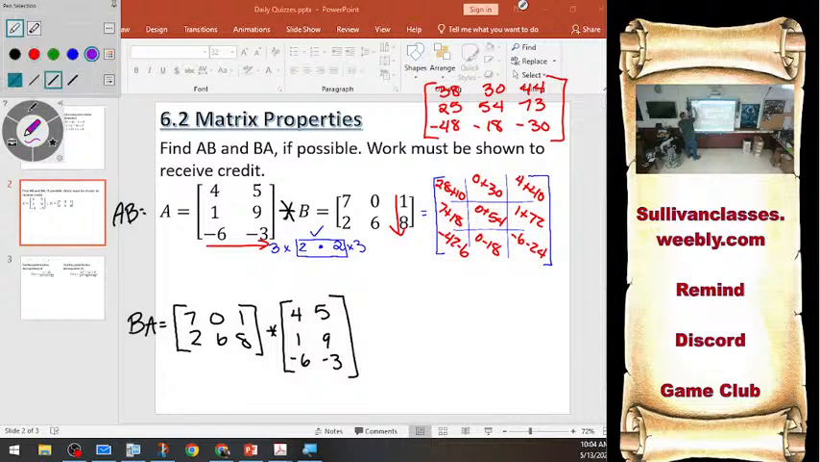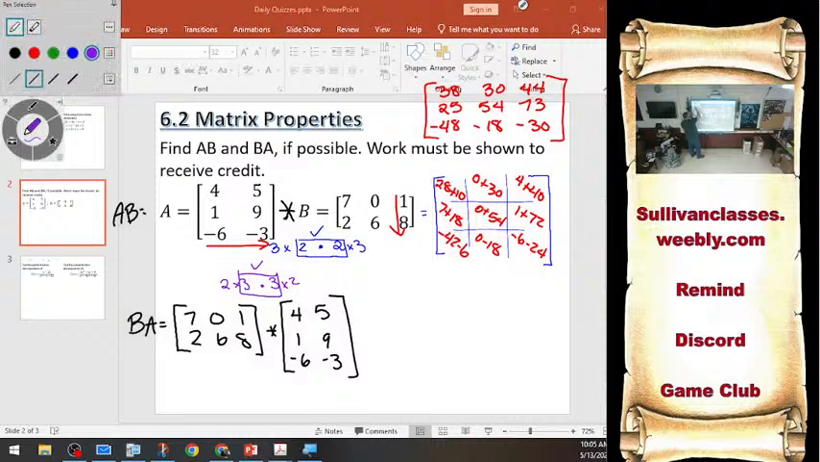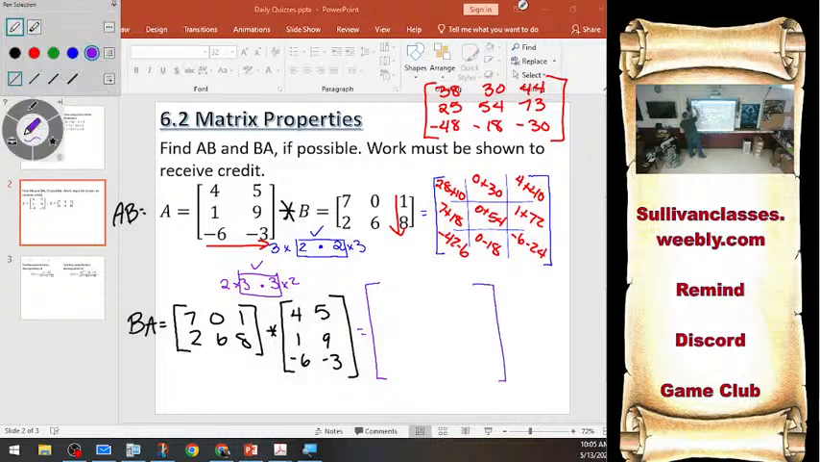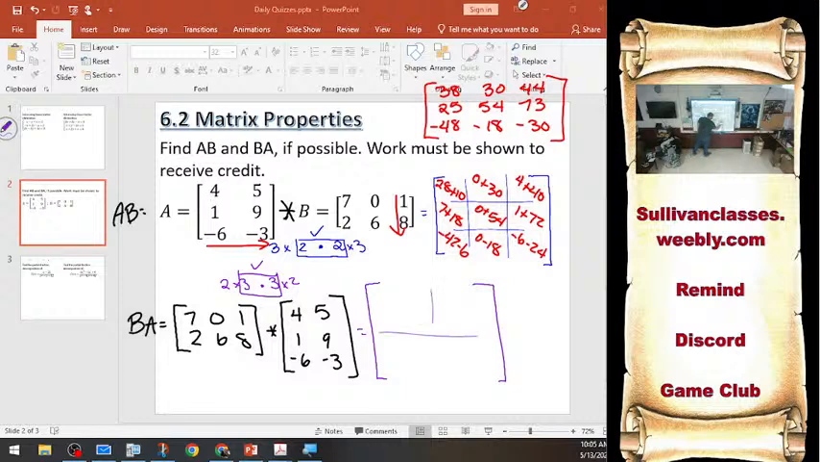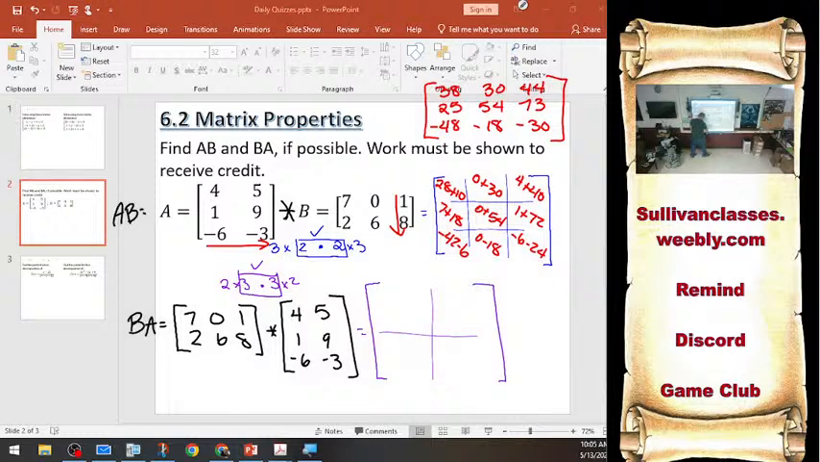I check the dimensions. We have a 2 by 3 times 3 by 2. Interior dimensions match, so it's good to go. Outside dimensions tell me my end result. So I'm going to have a big old honking 2 by 2. If you need to grid it out, grid it out. Actually, I'll just use this. So we do it again.